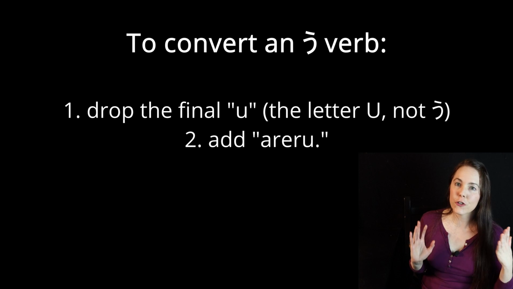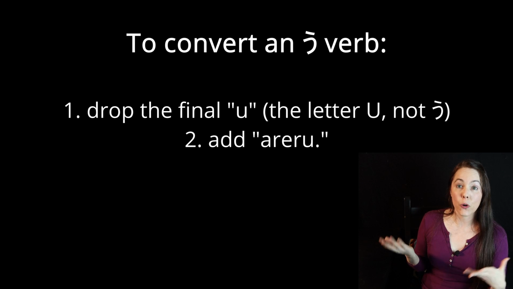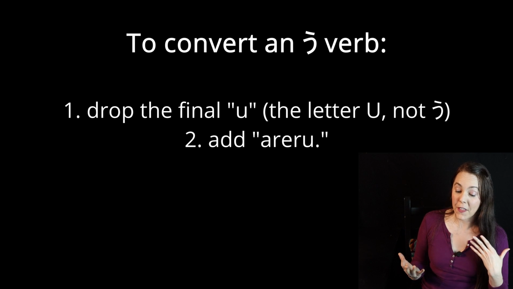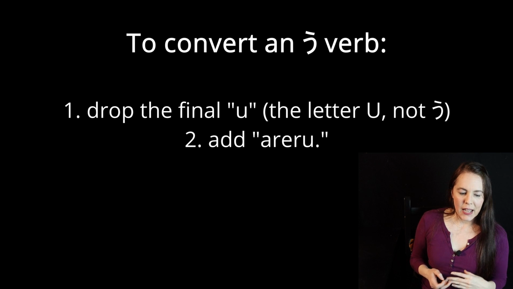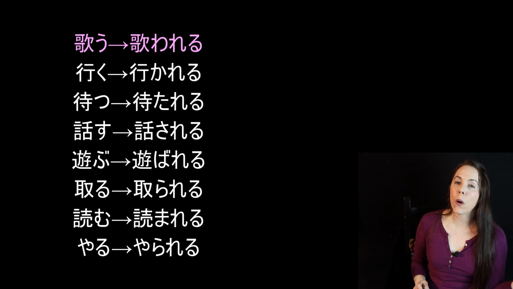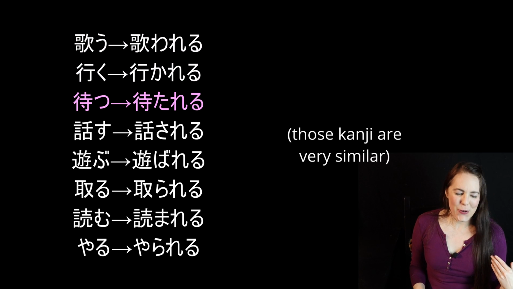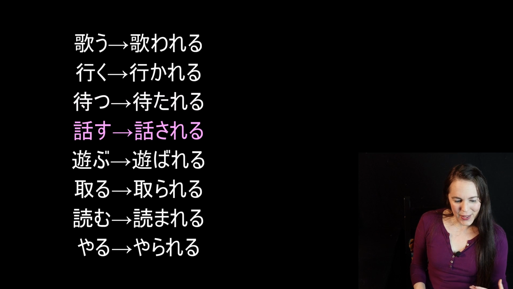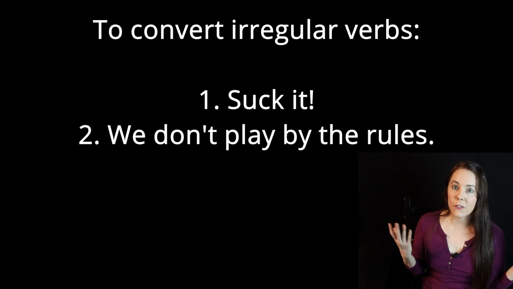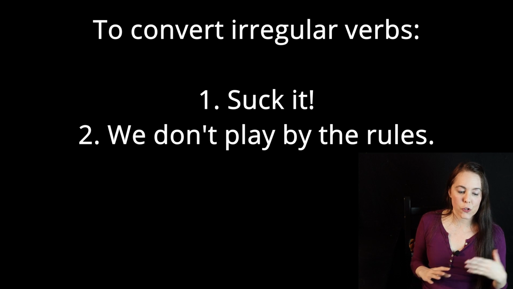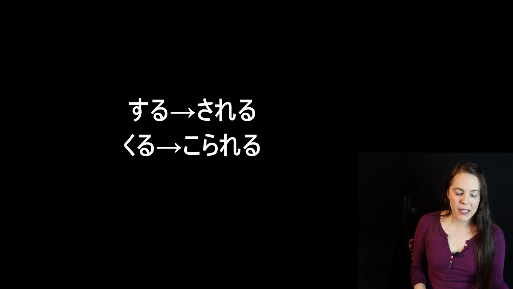So to convert a u verb, it's easier to show the concept in romaji because it deals more with the u sound rather than the u character. So you drop the final letter u, not hiragana u, but the letter u, and you add areru. So utau becomes utawareru, to be sung at. Iku becomes ikareru. Ooh, is that matsu or motsu? Matsu becomes matareru. Hanasu becomes hanasareru. Toru becomes torareru. Yomu becomes yomareru. And yaru becomes yarareru. Now for irregular verbs, you just have to memorize them. So suru becomes sareru. And kuru becomes korareru.